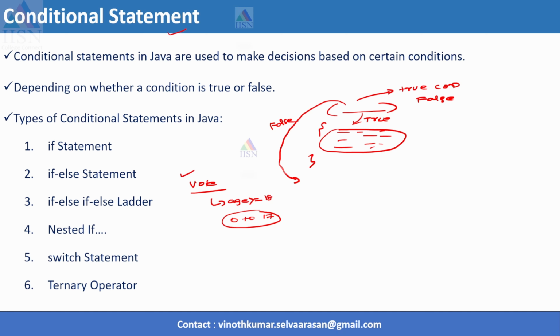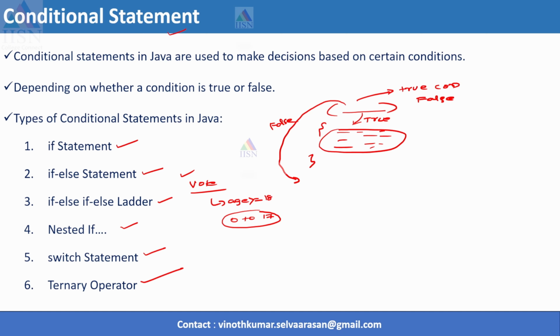What is a conditional statement? Let's see the different types of conditional statements. The first one is the if statement, the second is the if else statement, the third is the if else ladder statement, the fourth is the nested if, and the fifth is the switch statement, followed by the ternary operator. Now you know what a conditional statement is and its different types.